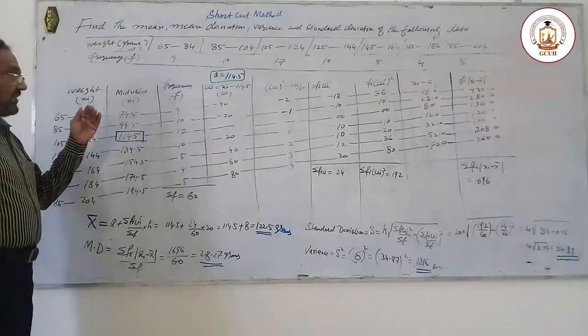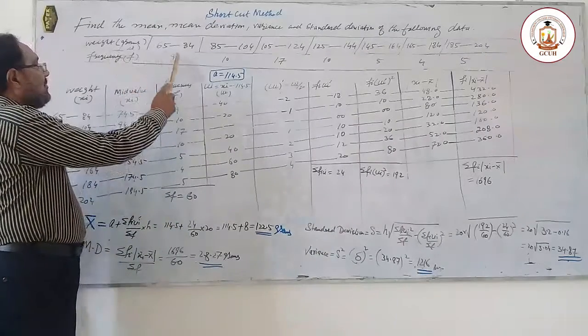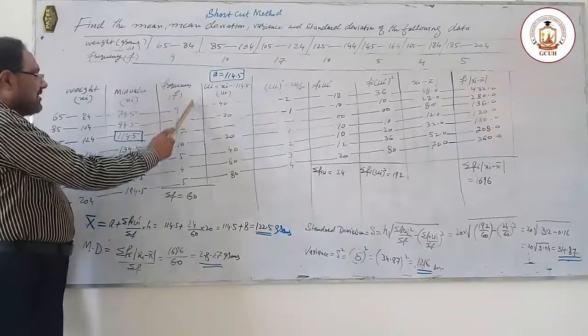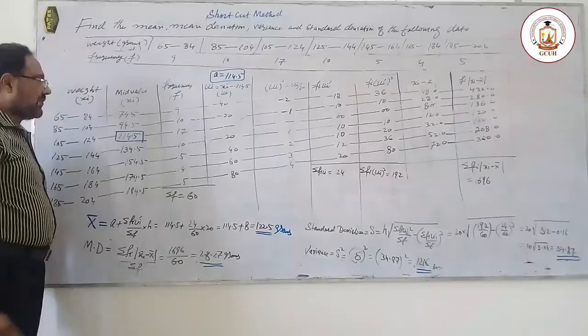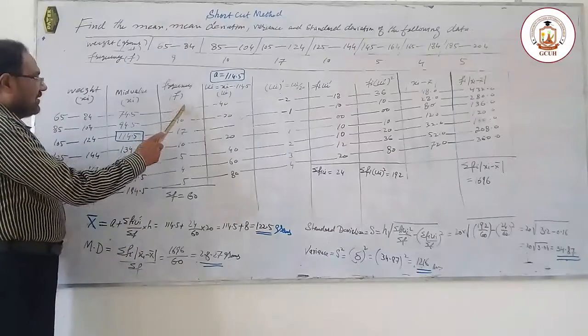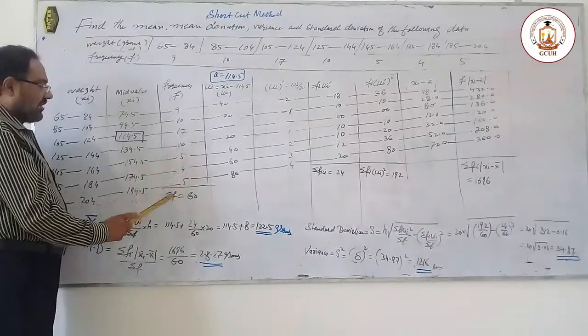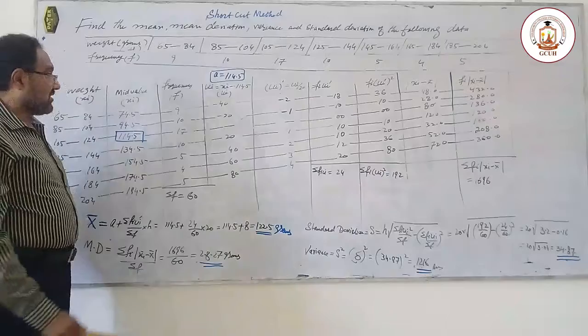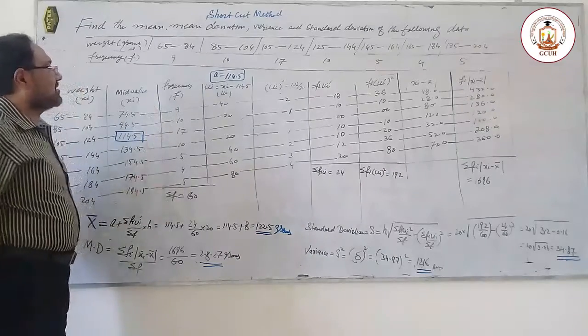Now we go to the next column, that is frequency. The values of the frequency are given in this column, and the sum of this column is 60. The sum of the frequency is 60.